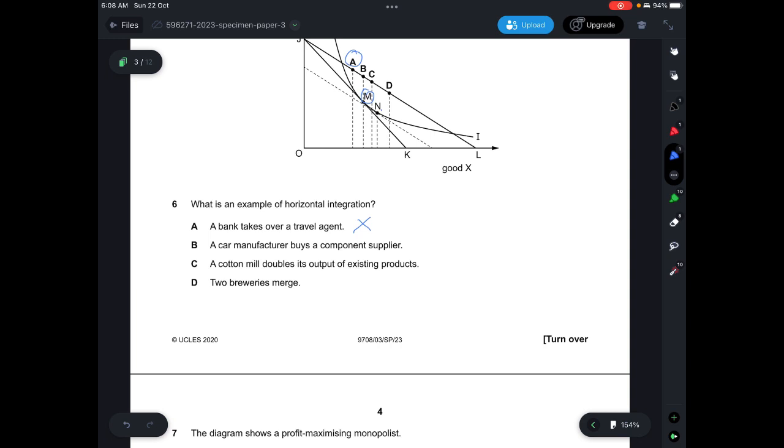Alright. And B, it says a car manufacturer buys a component supplier. This one is a vertical backwards integration. So this one is not correct. And then C, a cotton mill doubles its output of existing products. This one is also not integration. So the answer here should be D, 2 breweries merge, because they're producing the same things. Alright, so this is the answer.